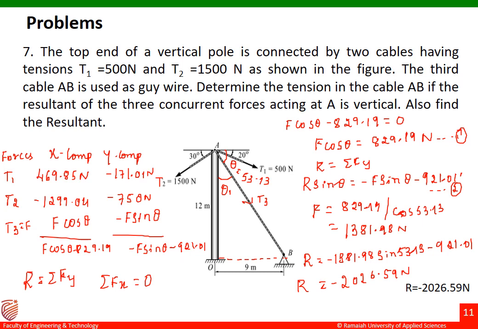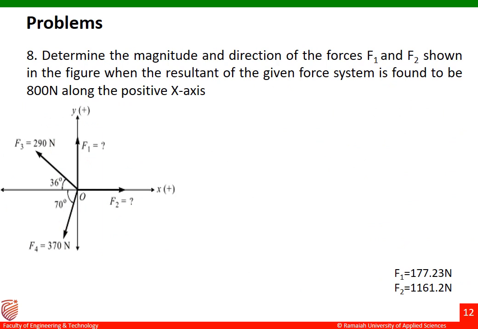This is how the resultant of the given system can be found out. First thing is we found out the force in the cable, that is tension in cable AB, that is T3. T3 is equal to F. We have taken it as F there. So the value of F, we got it as 1381.98 Newton. Next thing is we found out the answer for R there. So R is equal to minus 2026.59 Newton.